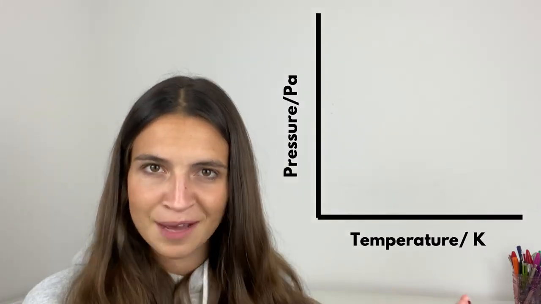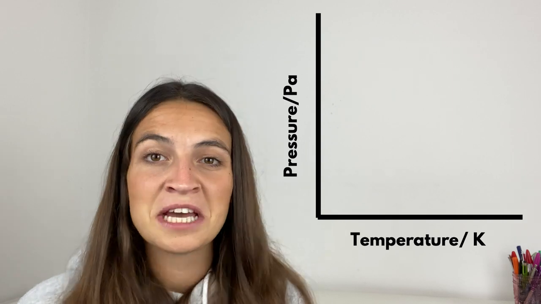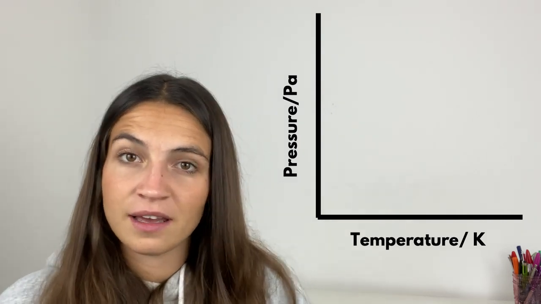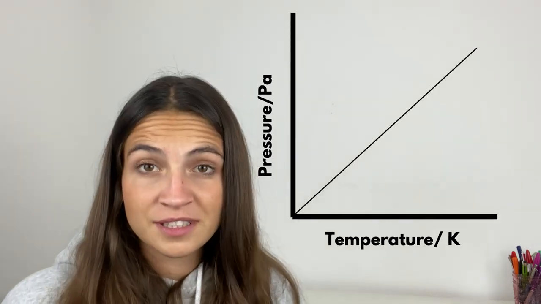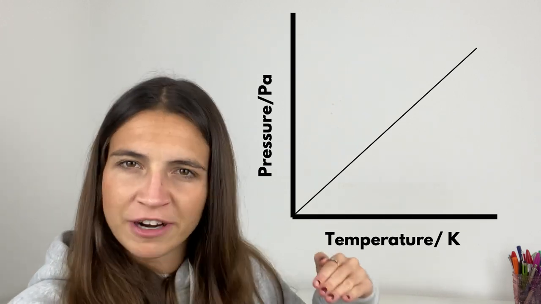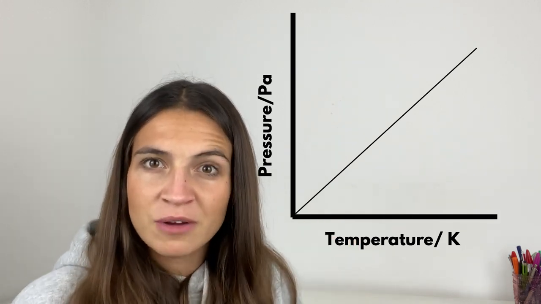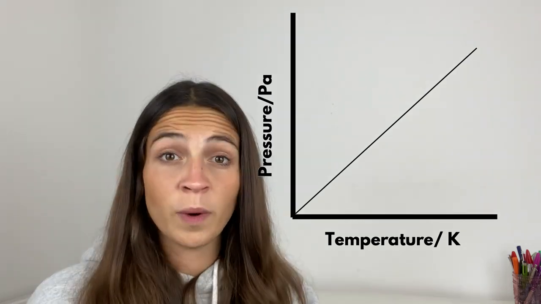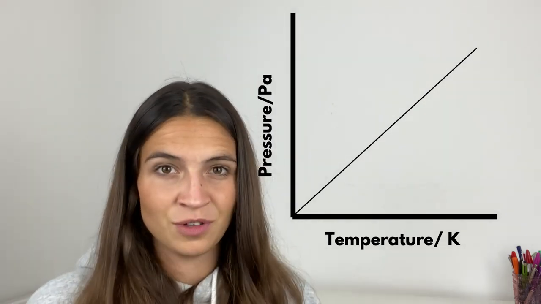Time to look at some graphs. Pressure on our y-axis, temperature on our x-axis. The shape of a graph should be like this. As we've discussed, as the temperature of our box increases, the pressure increases due to those more frequent collisions with the container wall. Always remember your labels on your axes.